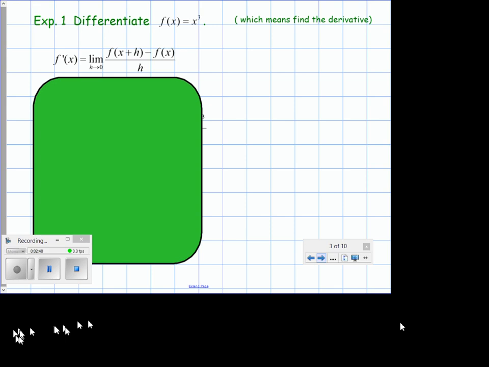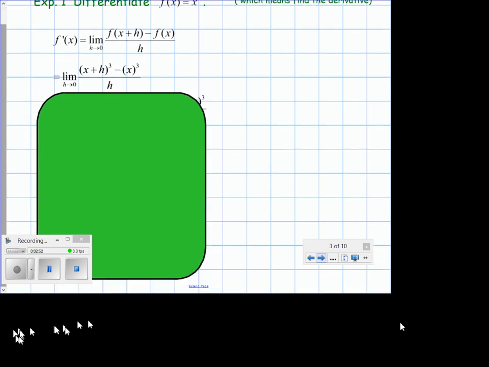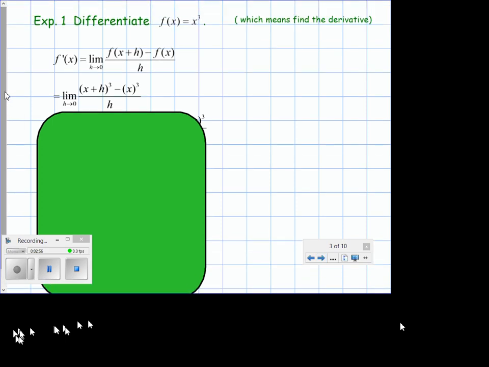So what we're going to do is wherever there is an x cubed, bring that back up, x cubed, then I'm going to replace it with x plus h quantity cubed minus x cubed. So maybe you don't remember how to multiply out x plus h cubed. You could do that the long way, x plus h times x plus h times x plus h.